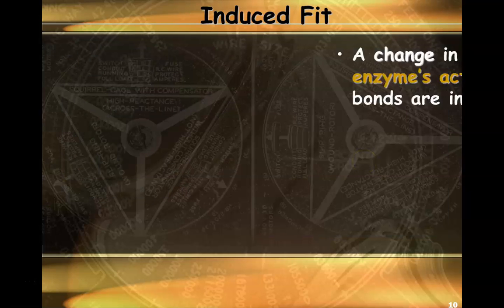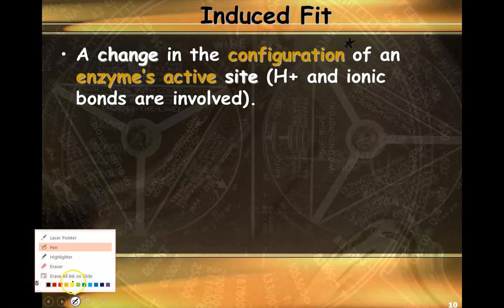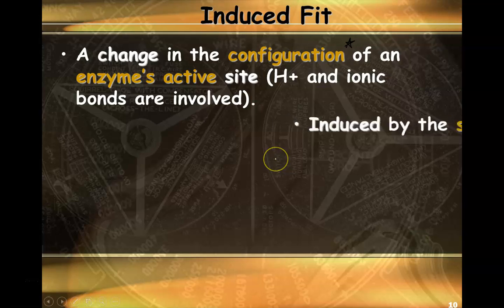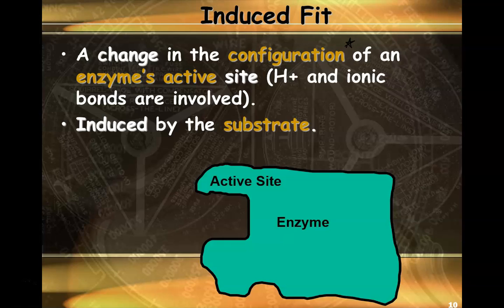So to make that a little more clear, it's a change in truly the configuration of the enzyme's active site. What's actually happening is we have some hydrogen bonding and some ionic bonding involved, and when that happens, we're literally going to change the shape of the entire enzyme. We have our substrate coming in, the active site's going to join with that substrate, and now we have a complete enzyme. It's changing shape a little so that the enzyme can start to function.